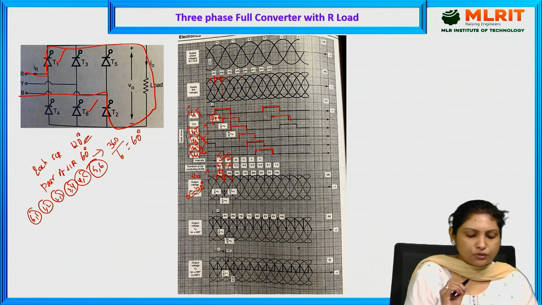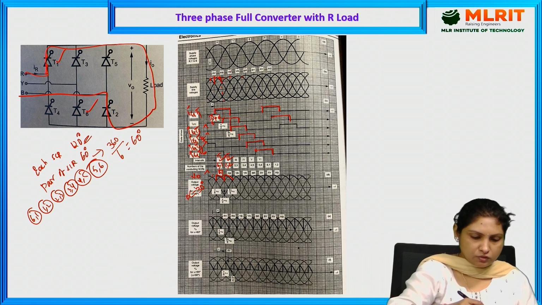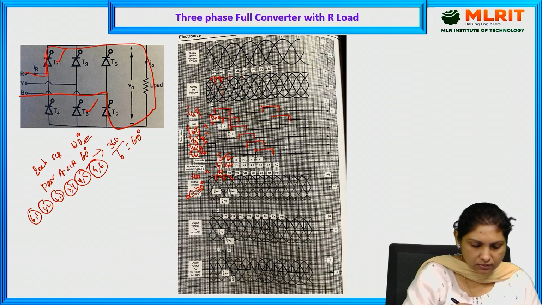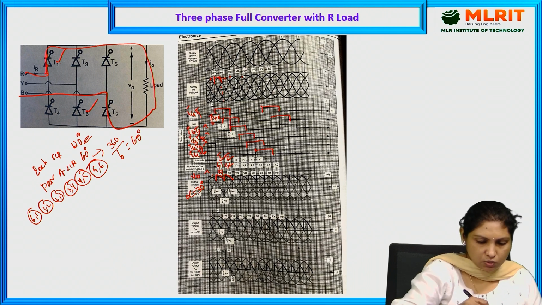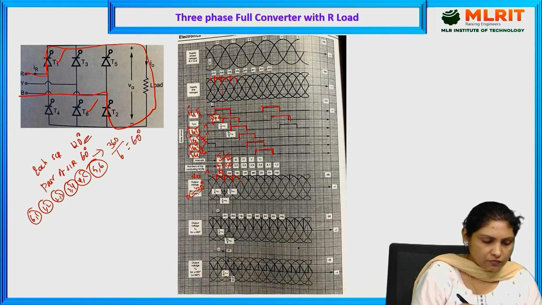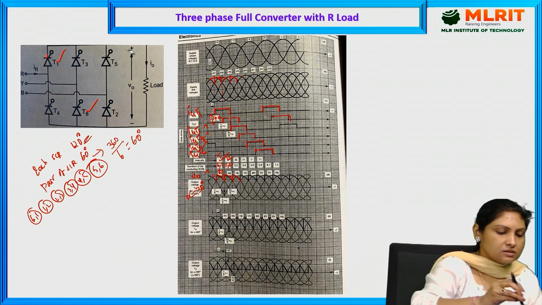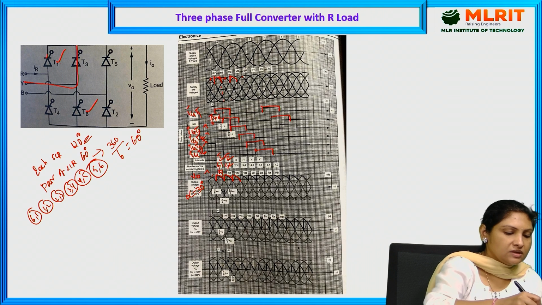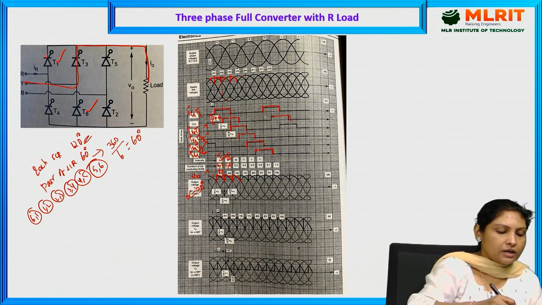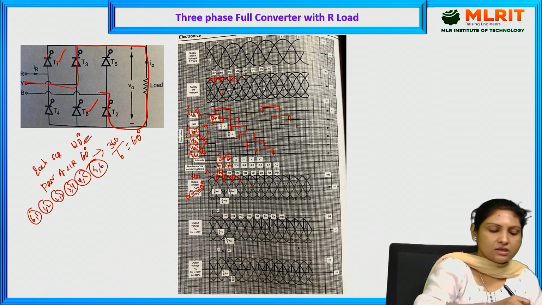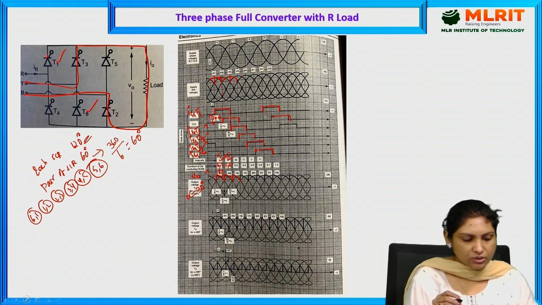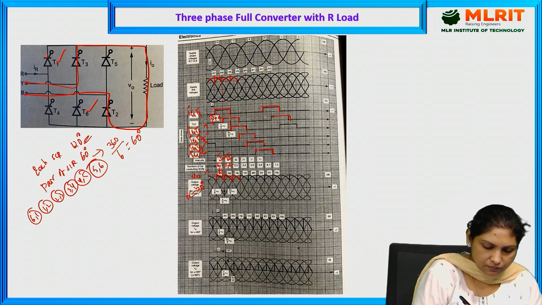And now during interval 3, here YB phase, this is the zero crossing. YB phase zero crossing, alpha equal to 30 from here to here. Because of YB, this is Y phase, T3 will be triggered, and this is B phase, T2 will be triggered. So T3 and T2 are conducting. 2 and 3 are conducting in interval 3.